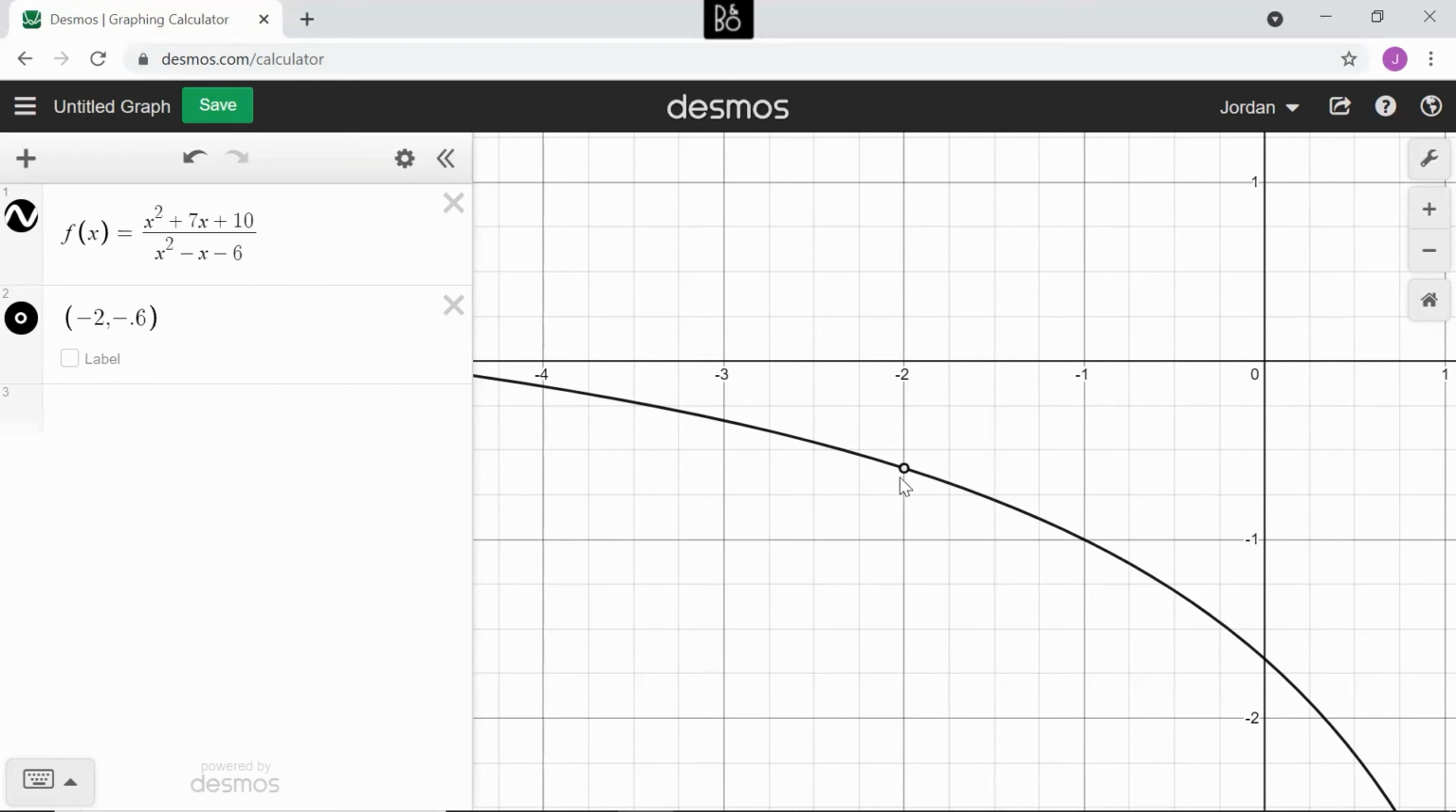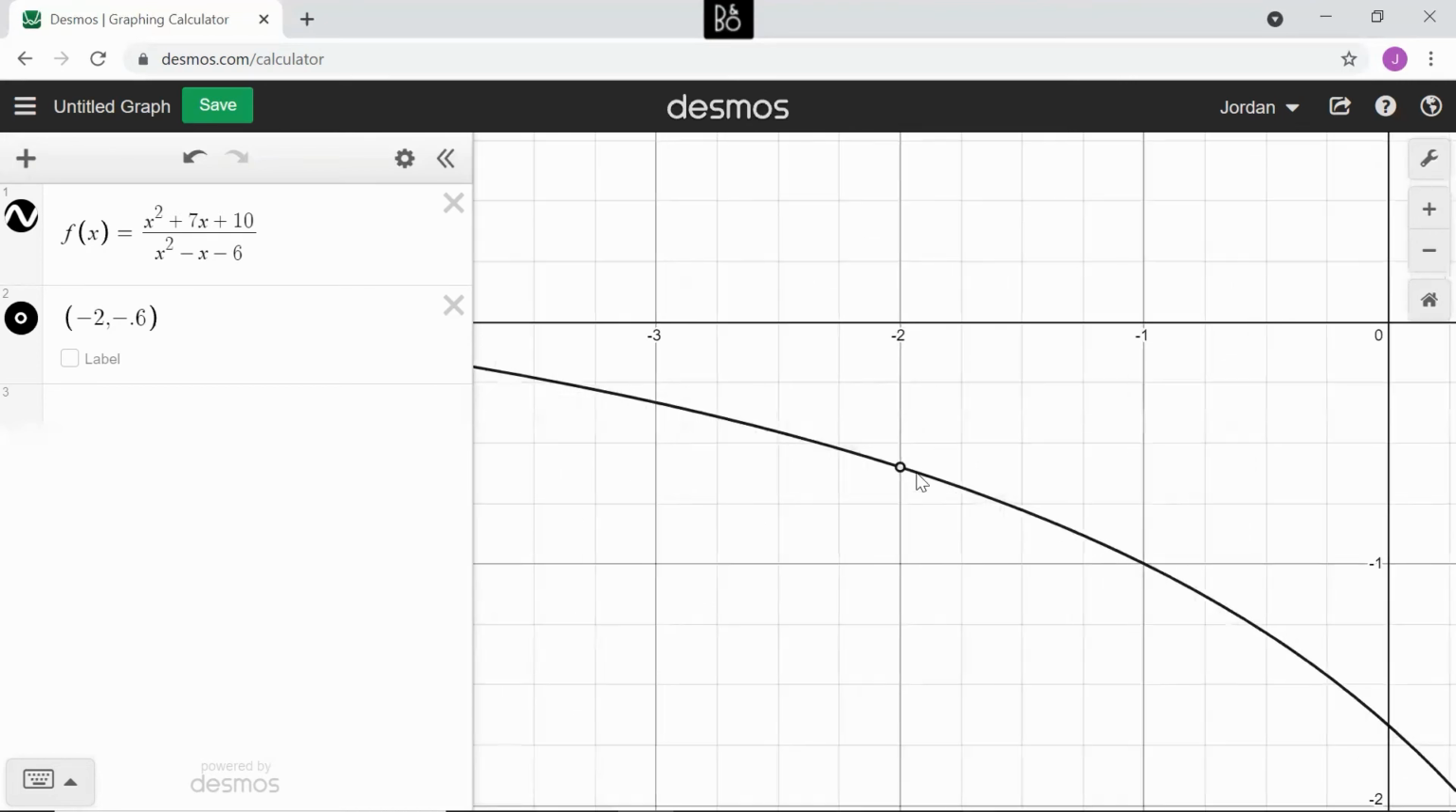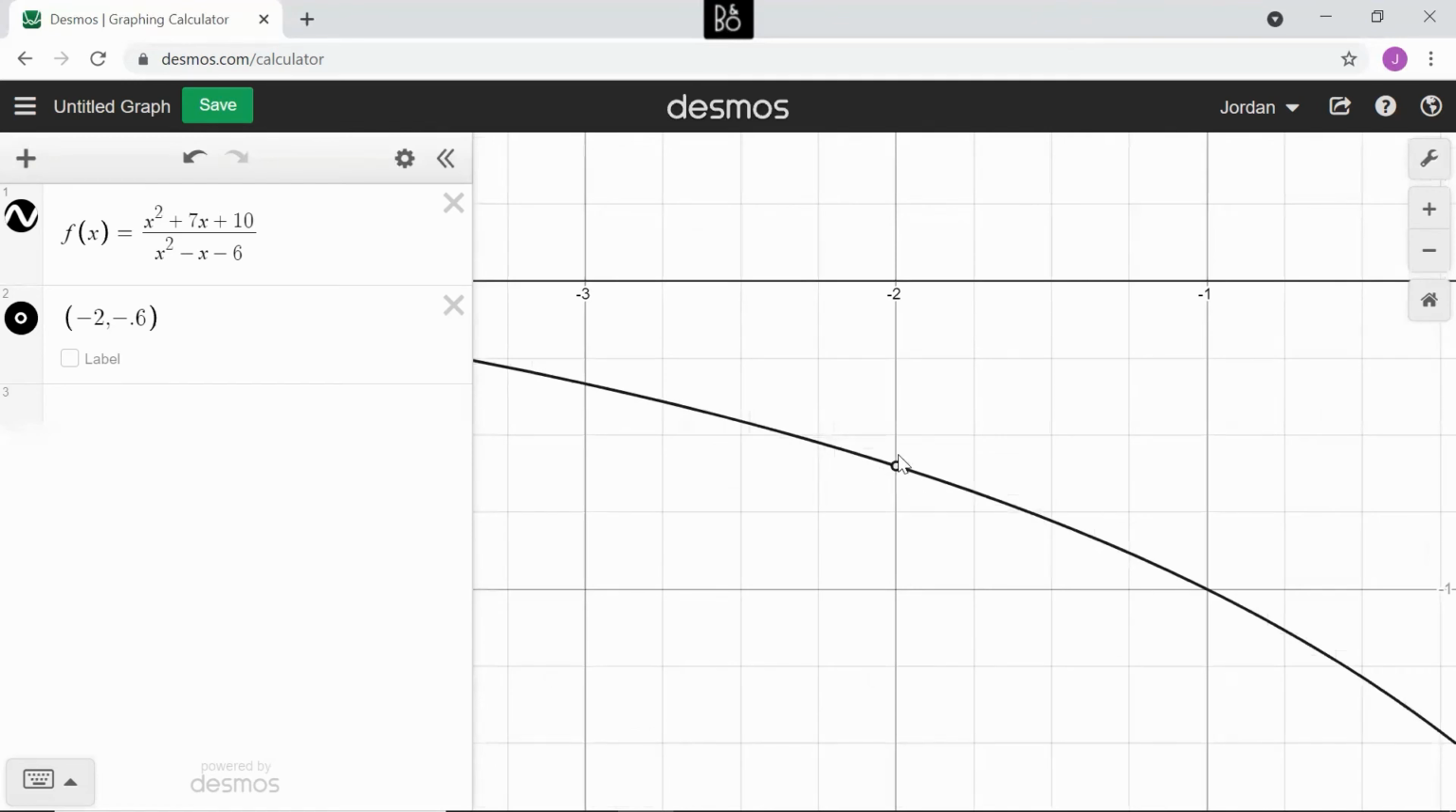You can't see that graphically because of the way your calculator or Desmos graphs this. It's really hard to see. But what's really going on is we have a point here where the graph kind of doesn't have anything. It has a hole in it, in other words.